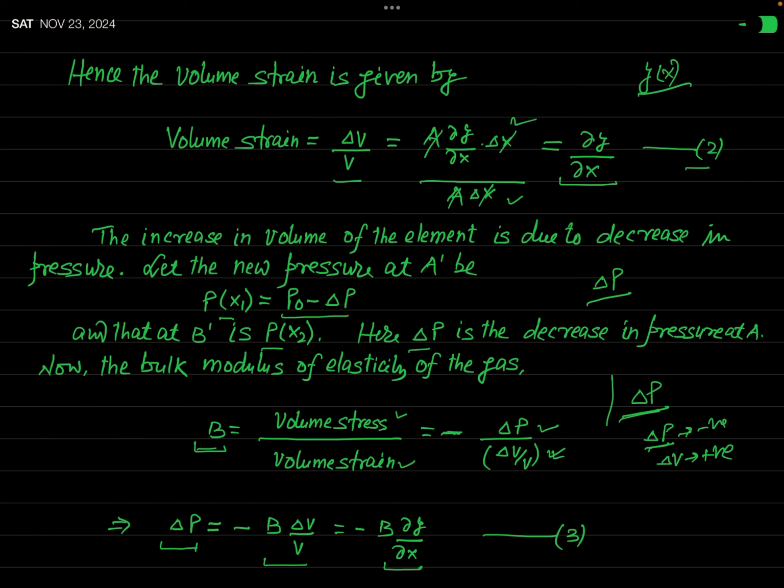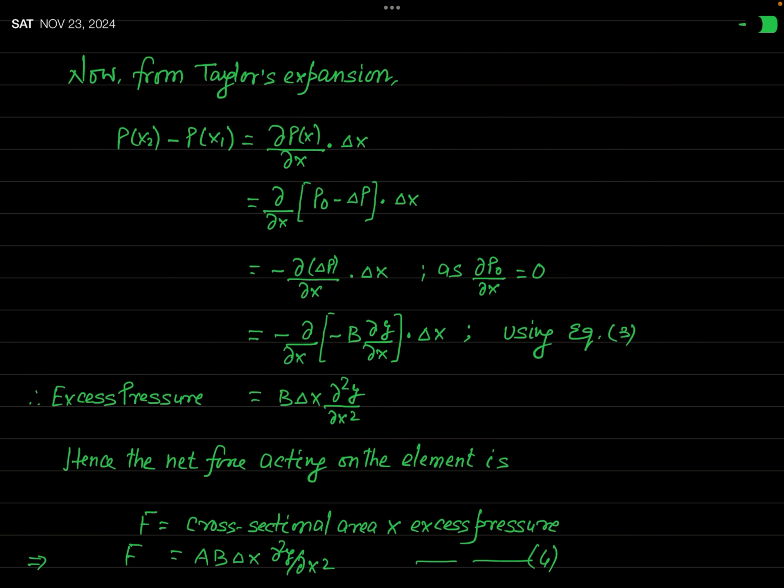So this decrease in pressure, delta P, is given as minus B times del y by del x. In this way we have obtained the value of delta P, that is the decrease in pressure, in terms of the bulk modulus of the gas. Now after getting the value of decrease in pressure, we can easily find the net force acting on this element.